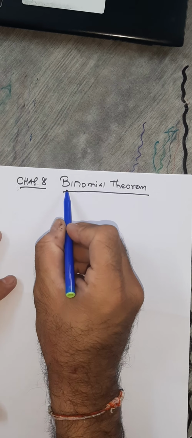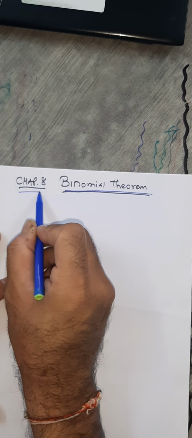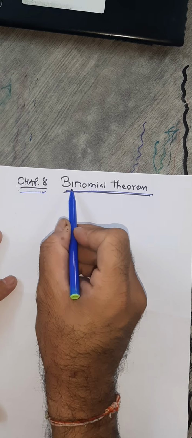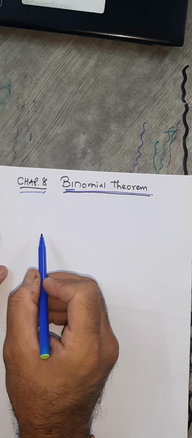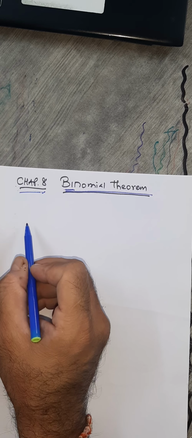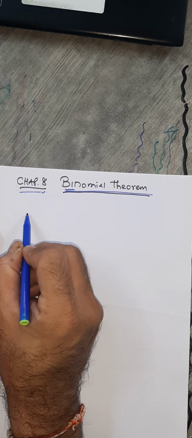Now we go for chapter number 8, which is about the binomial theorem. Very small but important chapter, remember. So you know bi means 2. So here we'll expand in general an expression involving two terms.